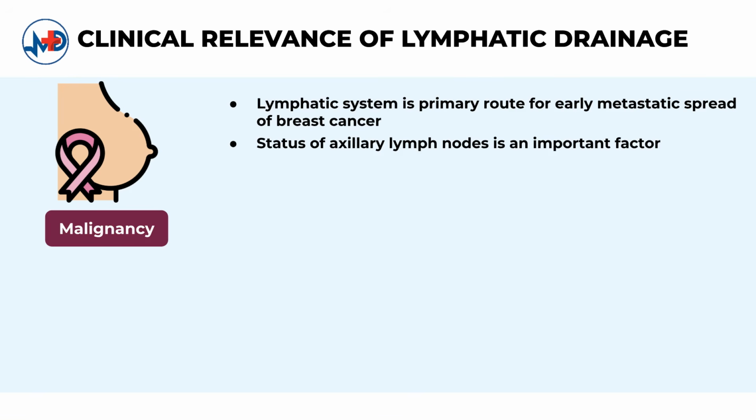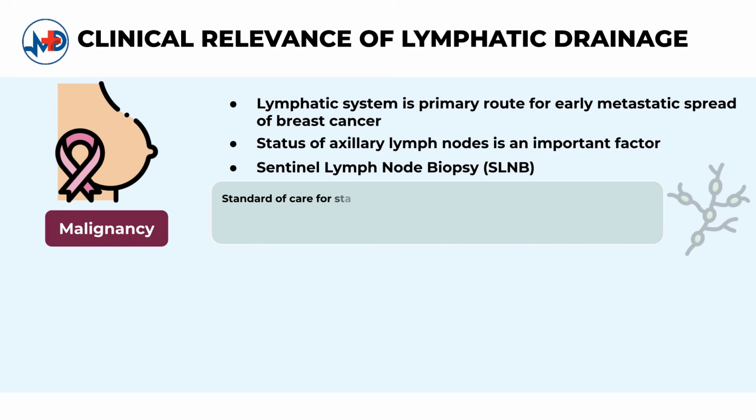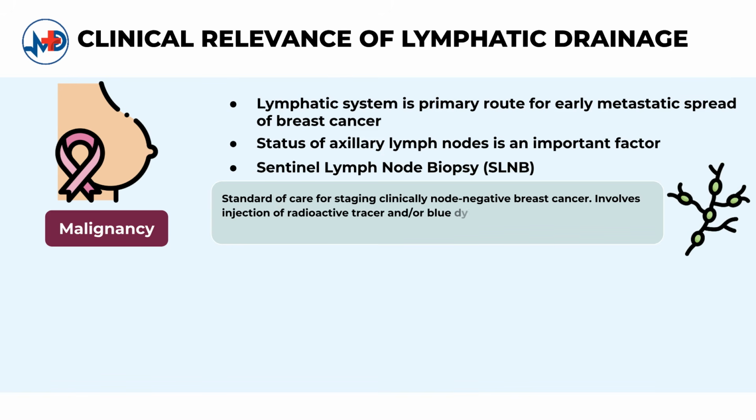This leads to the importance of sentinel lymph node biopsy, SLNB. This procedure is a standard of care for staging clinically node-negative breast cancer. A radioactive tracer and/or blue dye is injected near the tumor or areola. This allows the surgeon to identify and remove the first sentinel lymph nodes that drain the tumor. If this sentinel node is free of cancer, it strongly suggests that other axillary nodes are also clear, potentially allowing the patient to avoid a more extensive axillary lymph node dissection and its associated morbidities like lymphedema.